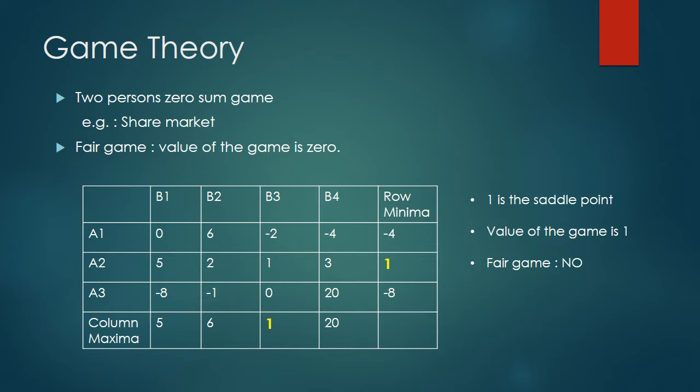Let us take an example where there are two players, player A and player B. Given here is the payoff matrix corresponding to the revenues or payoffs of player A when he plays three strategies, A1, A2 and A3, and gets the revenues corresponding to the strategies of player B. Here we calculated the row minima and the column maxima. The one common point between the row minima and the column maxima is called the saddle point. Here 1 is the saddle point and the value of the game is also 1. It is not a fair game because A is gaining 1 and B is losing 1.